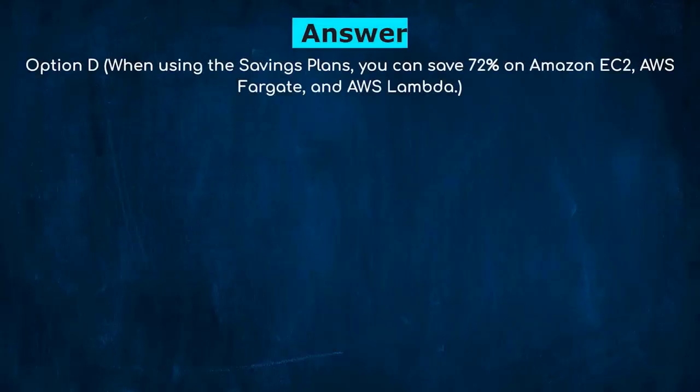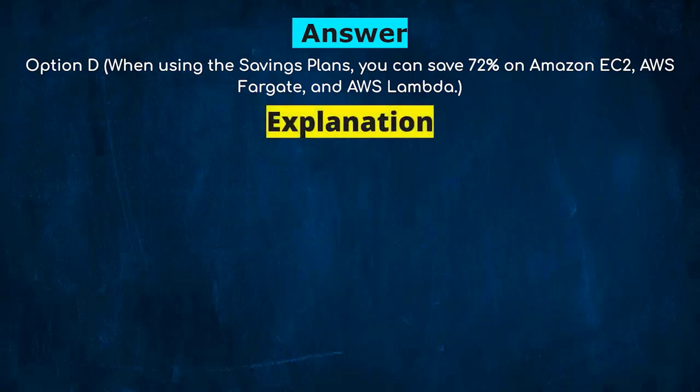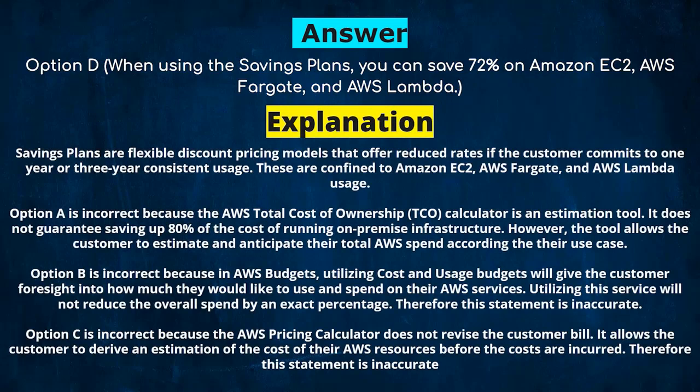When using the savings plans, you can save 72% on Amazon EC2, AWS Fargate, and AWS Lambda. Explanation. Savings plans are flexible discount pricing models that offer reduced rates if the customer commits to 1 year or 3 year consistent usage. These are confined to Amazon EC2, AWS Fargate, and AWS Lambda usage.